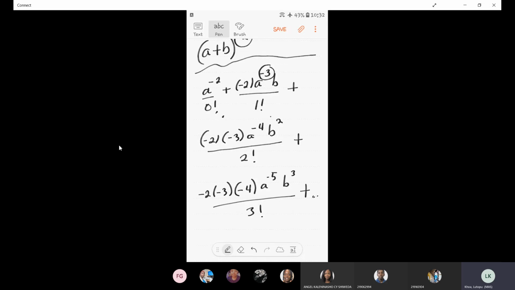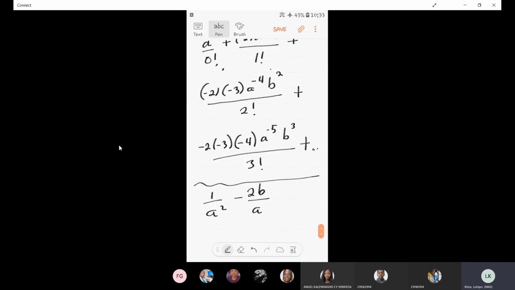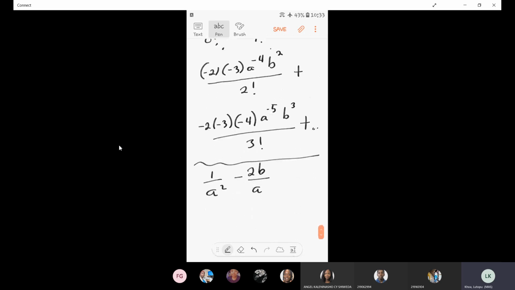So for the first one, I have a to the power of minus 2 divided by 0 factorial. Remember, 0 factorial is equal to 1. So for the first one, I have 1 over a squared. And then for the second one, I have minus 2 a to the power of minus 2. So this is minus 2 b, that's going to be in the numerator, and then I have a to the power of minus 3. Okay, so that's what I have over there.